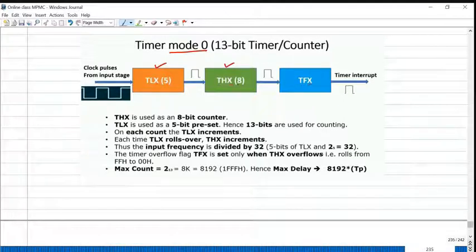So 13 bits means 2 power 13, which is 8192. If the timer receives 8192 clock pulses, then on applying the next clock pulse, the 8193rd, at this particular clock pulse the overflow flag will be set. Then it will generate an interrupt to the processor.